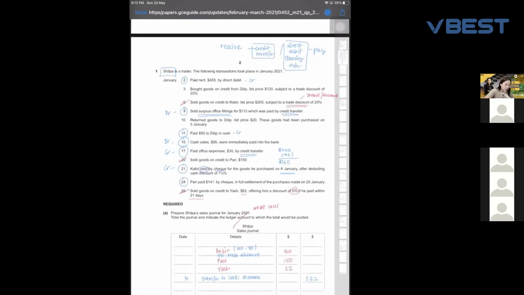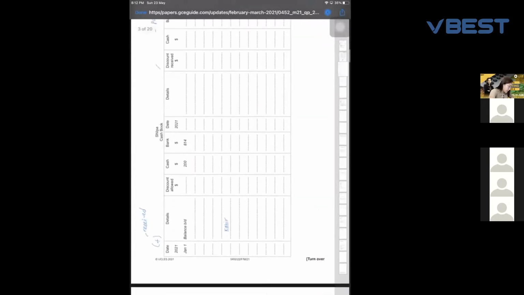So we have to find the 7.5% discount from the 160. After you take your calculator and press it, the 7.5% discount is actually 12. So the discount allowed is 12. After the discount is 148.